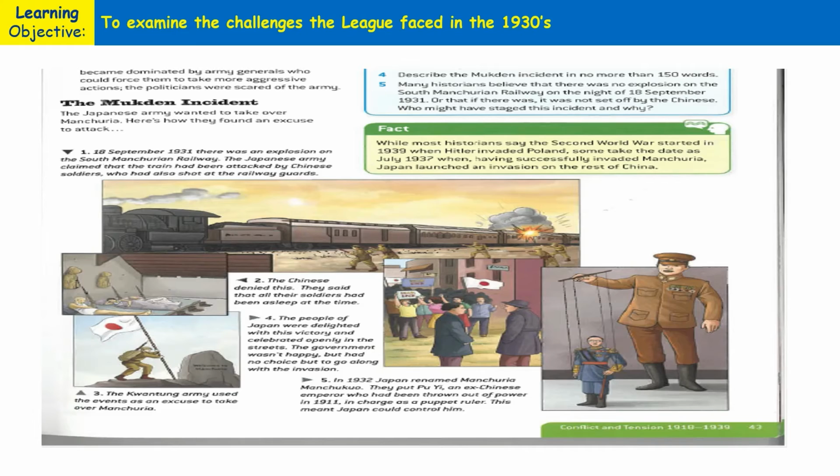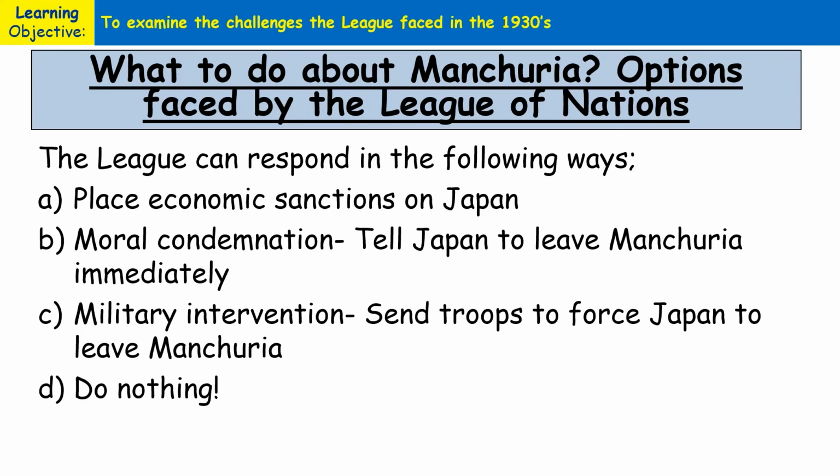So as a result, in 1932, Japan renamed Manchuria Manchukuo. So they've pretty much put a Japanese name on it now to basically show that they're in charge. And they put a man called Pu Yi, an ex-Chinese emperor who had been thrown out of power in 1911, in charge as a puppet ruler. They controlled his every move pretty much. Okay, so this is the spark that set off the Manchurian Crisis.